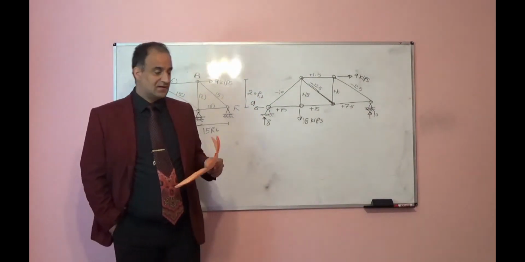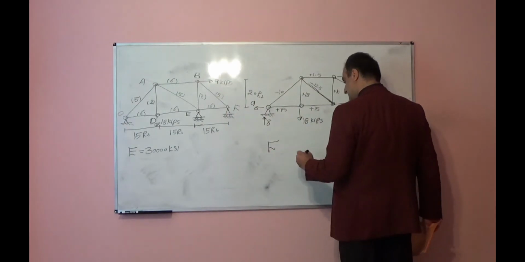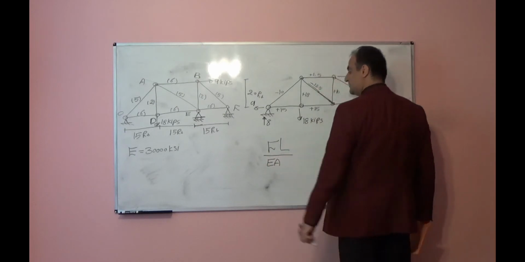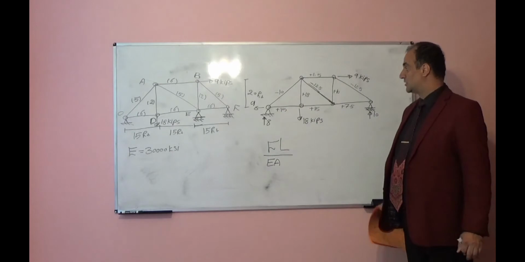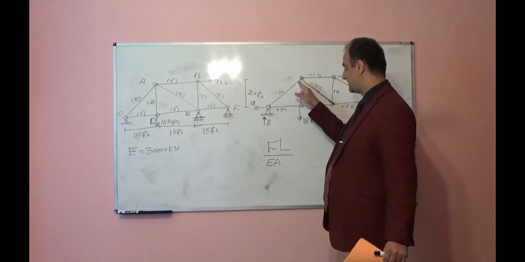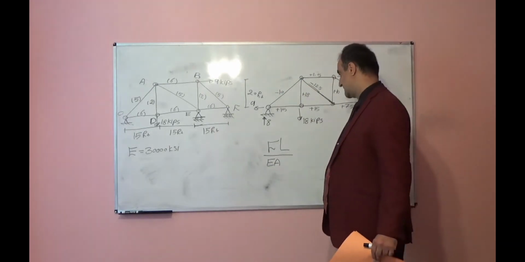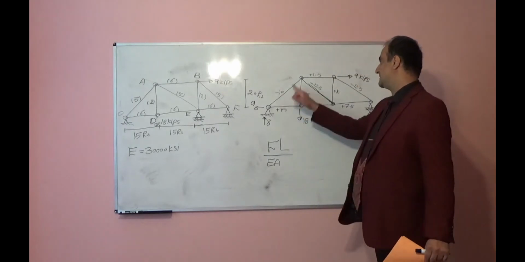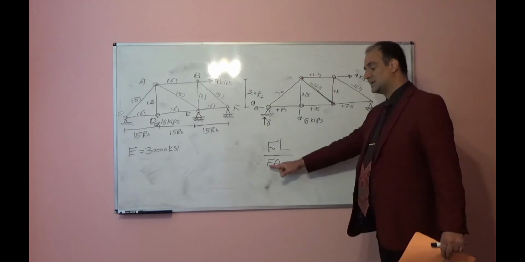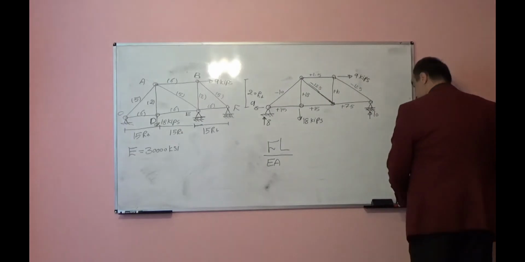How you can find elongation? In one rod, we know from mechanics of deformable bodies, force times the length of the rod divided by EA will be elongation in that rod. For each member, force in the member times the length of the member divided by EA of that member will give us the elongation for that member. So because we have internal forces, we know that we can calculate the length for each member, we can calculate EA for each member. You can find the elongation in each member.